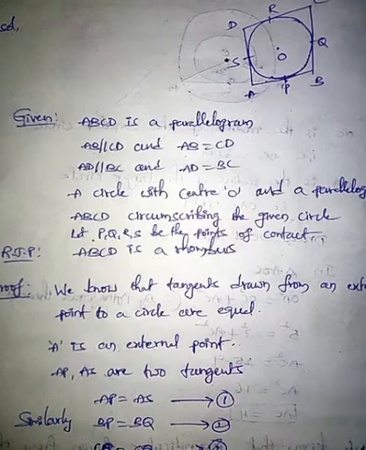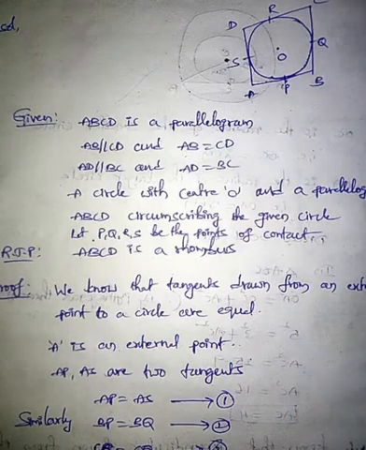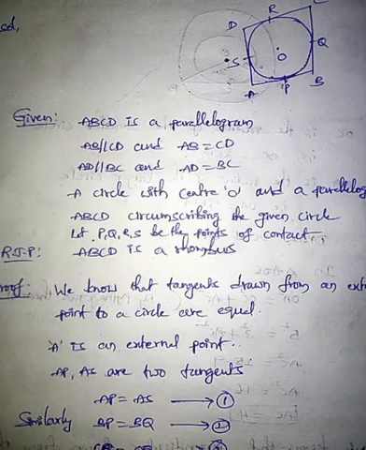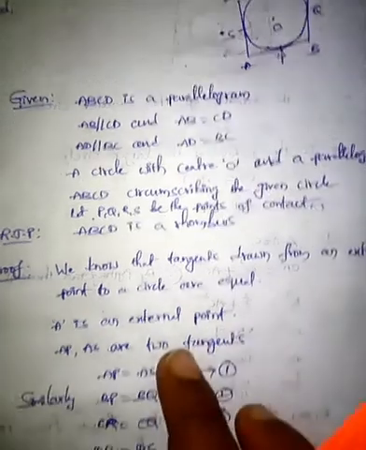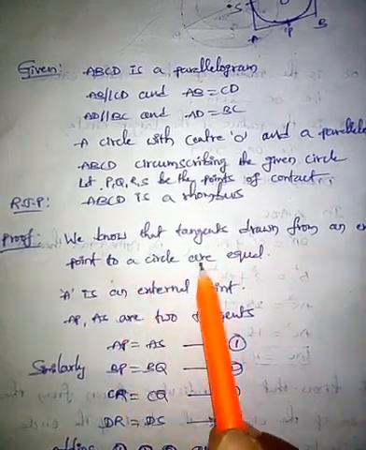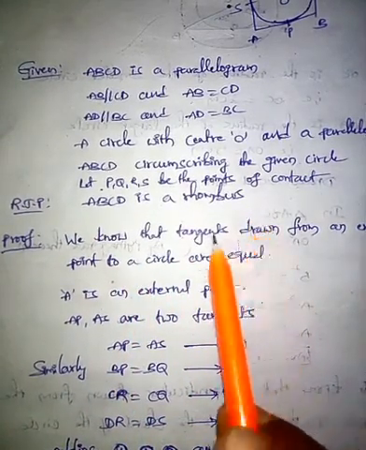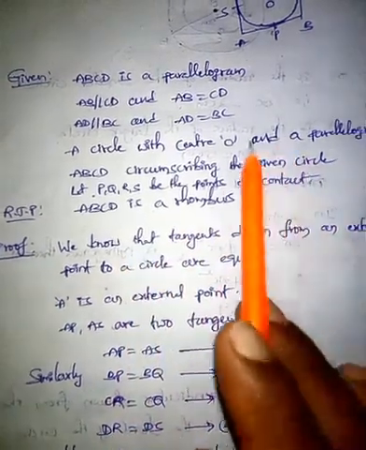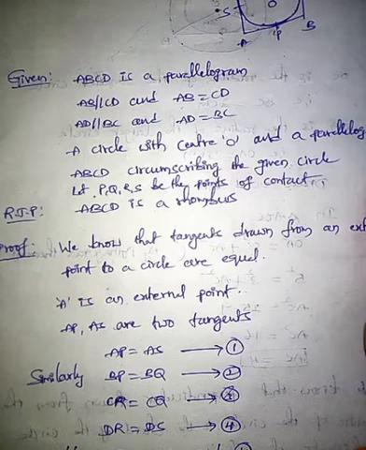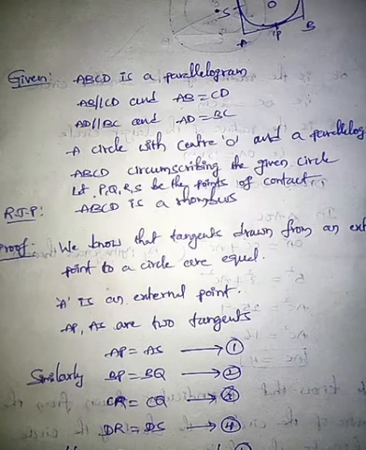Okay. Children, in previous classes we learned a concept, that is, if two tangents are drawn from an external point to a circle, then the two tangents are equal in magnitude. Okay, so that is proof. We know that tangents drawn from an external point to a circle are equal. In previous class we learned this concept. If there is a circle and there is an external point to the circle, and if you draw two tangents from the external point to a circle, then they are equal in magnitude.